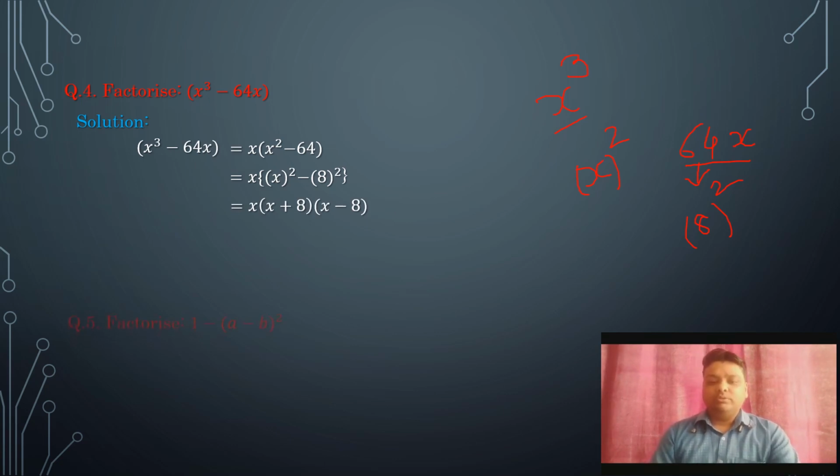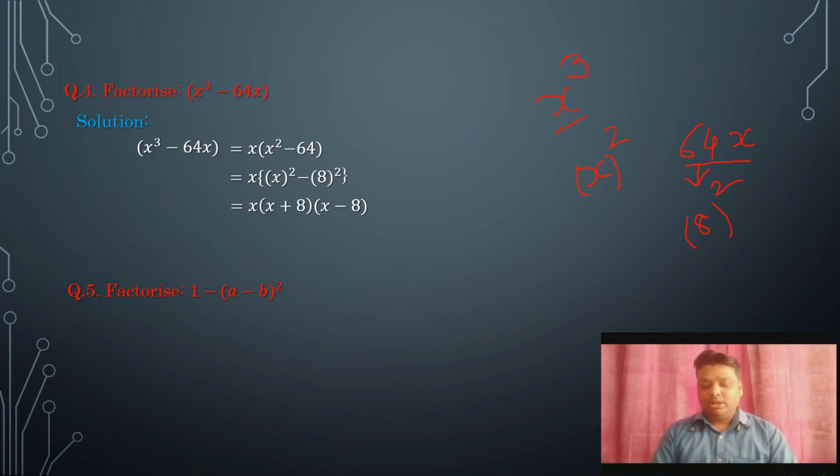So let's solve another question. Now this time we have to factorize 1 minus (a minus b) to the whole square. Now here you can see 1 is the first term and (a minus b) to the whole square is the second term. Now how can we solve it? Can we solve it by using a square minus b square as the formula? No, there is no need.